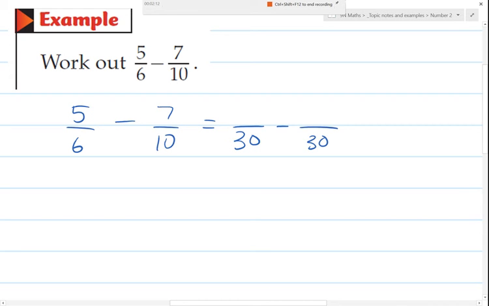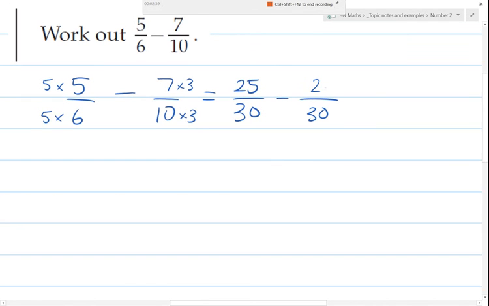I want to make sure my fractions are equivalent. So I want to think about how I made 6 become 30. I did that by multiplying it by 5. Now if I want my fraction to keep the same proportion, then I'm going to have to times the top by 5 as well, and 5 times 5 is 25. Thinking about how I got 10 to become 30, well, I multiplied 10 by 3, so I need to times the top by 3 as well, and 7 times 3 is 21.